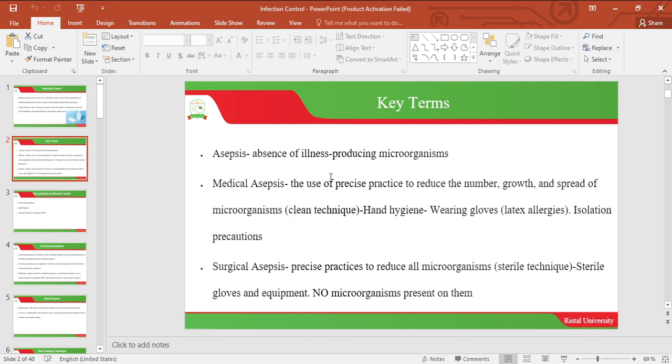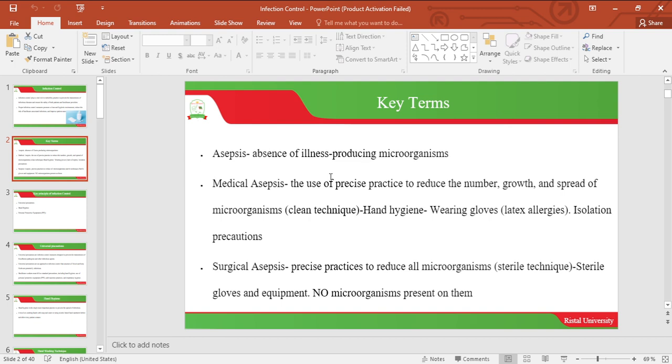Let's look at some key terms that we shall be meeting in some of the slides. The first term is asepsis. Asepsis means absence of illness producing microorganisms. Second term is known as medical asepsis. Medical asepsis means the use of precise practice to reduce the number, growth, and spread of microorganisms. In the brackets, it can also mean a clean technique.